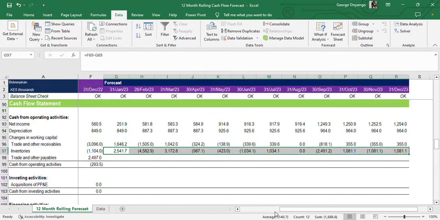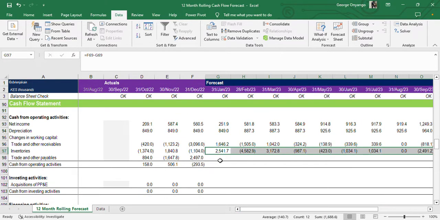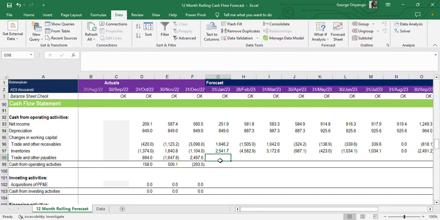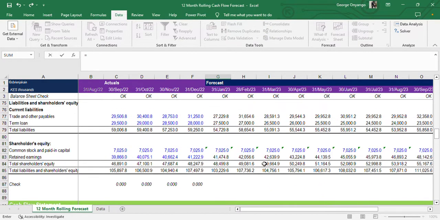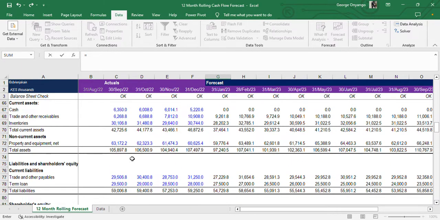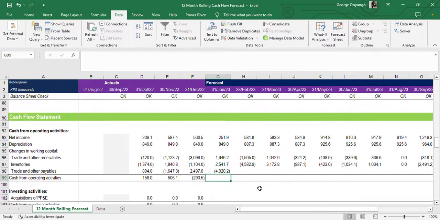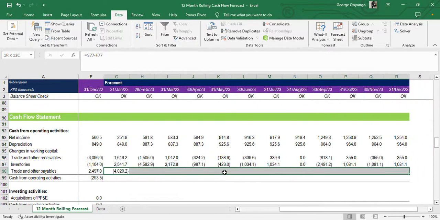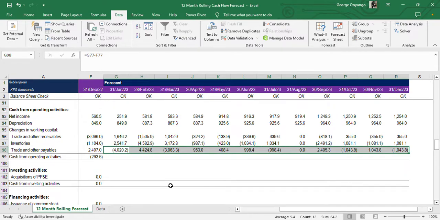Trade and other payables behave differently. So with that, we're going to take trade payables, which is this. It behaves differently. Subtract that from that. And there we go. We fill that right and we are able to get that.